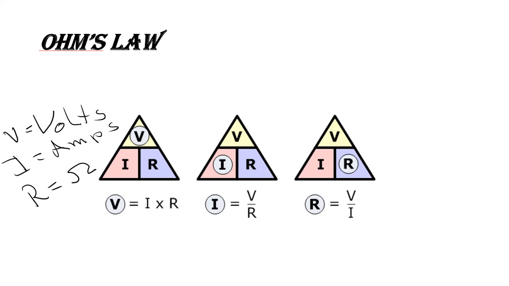So if I want to find voltage, I basically put my finger over the V, and that gives me I times R. Now, if I want to find I, which is, of course, amps, I put my finger over the I, and that basically tells me that it's V divided by R. Or if I want to find resistance, which is R, I put my finger over that, and it tells me V divided by I.